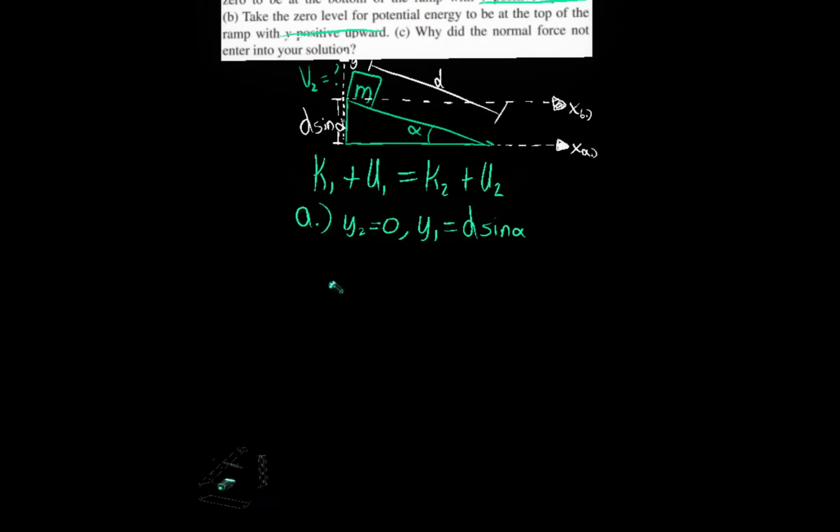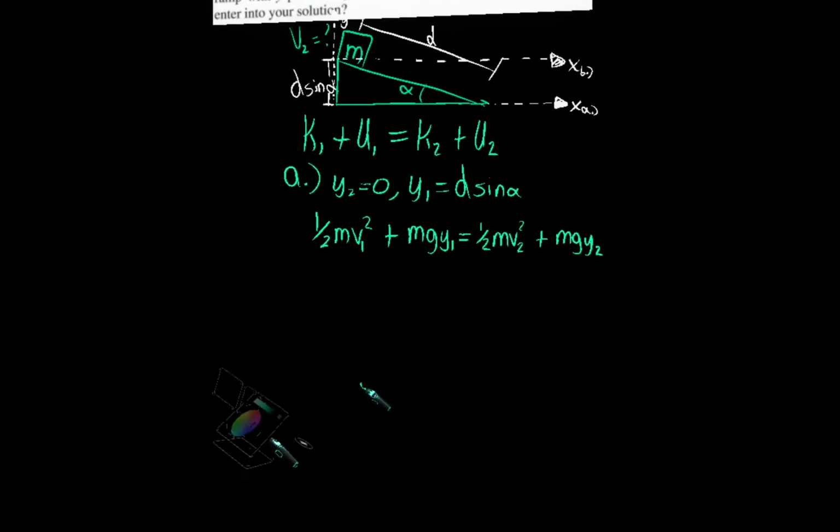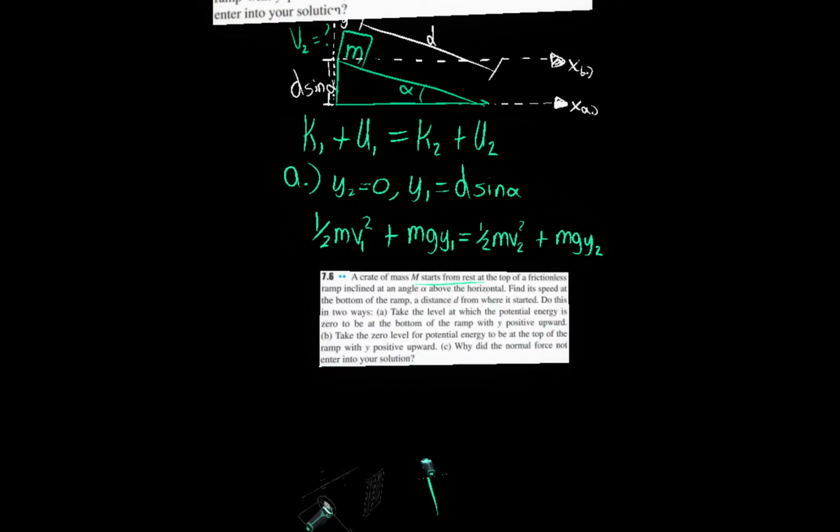So let's fill it out. We have 1/2 mv1 squared plus mgy1 is equal to 1/2 mv2 squared plus mgy2. Before we go plugging everything in, we want to solve symbolically, and before we even do that, we want to cross out the zero terms. At the start, it starts from rest. The problem says starts from rest. So that means the kinetic energy is 0 to start. The potential energy is all of its energy.